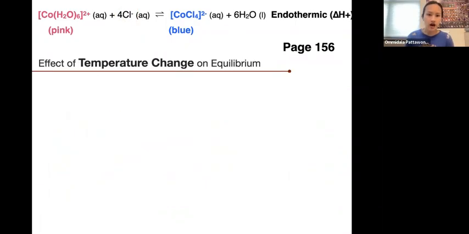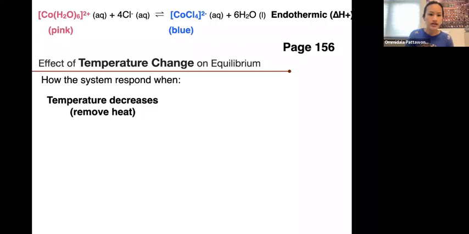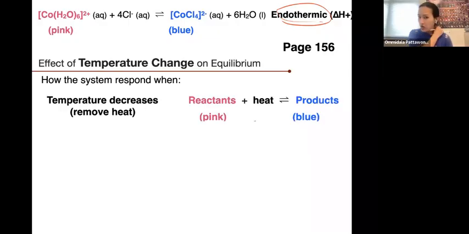Now let's take a look at the effect of temperature change. Because this reaction is endothermic, when you are writing the equation, you are going to add heat to be part of the reactant, because endothermic means the reactant absorbs heat in order to produce the product. So the heat would be part of the reactant. When you are looking at how temperature increase or decrease affects the equilibrium, you are going to treat heat as part of the reactant, in this case for endothermic.